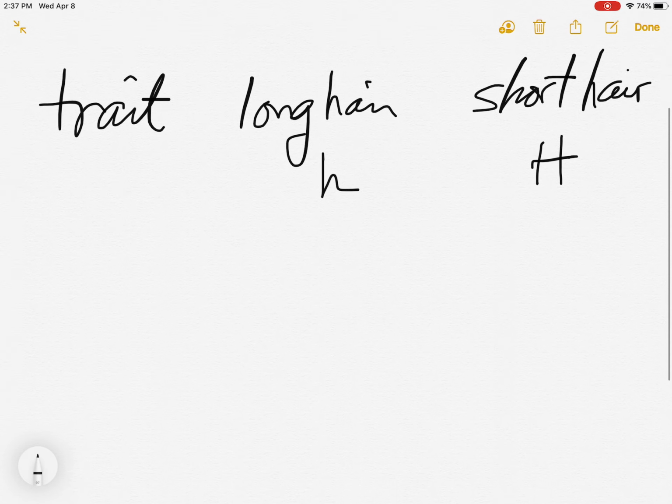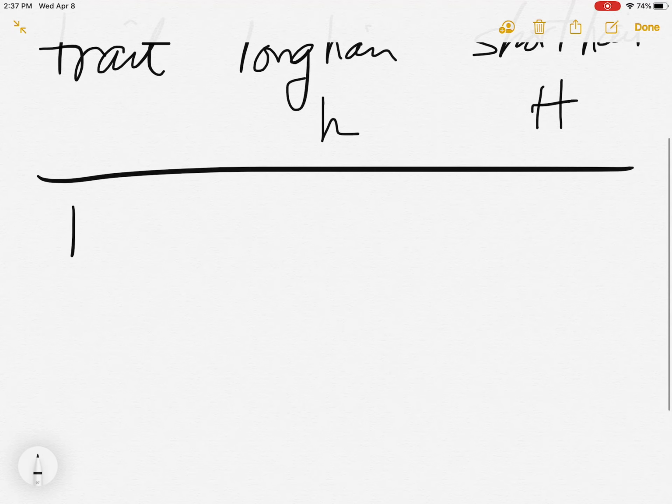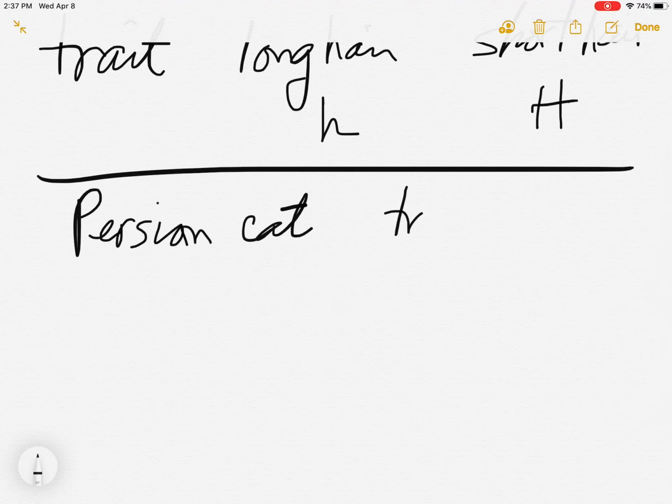Okay, so now, what do we know? Well, let's start with the Persian cat. The Persian cat is true breeding, and it describes the Persians as having long hair. True breeding long hair means that nowhere in this Persian cat's ancestry was there ever a short-haired cat. It's been true breeding, long hair, long hair, long hair the whole time.